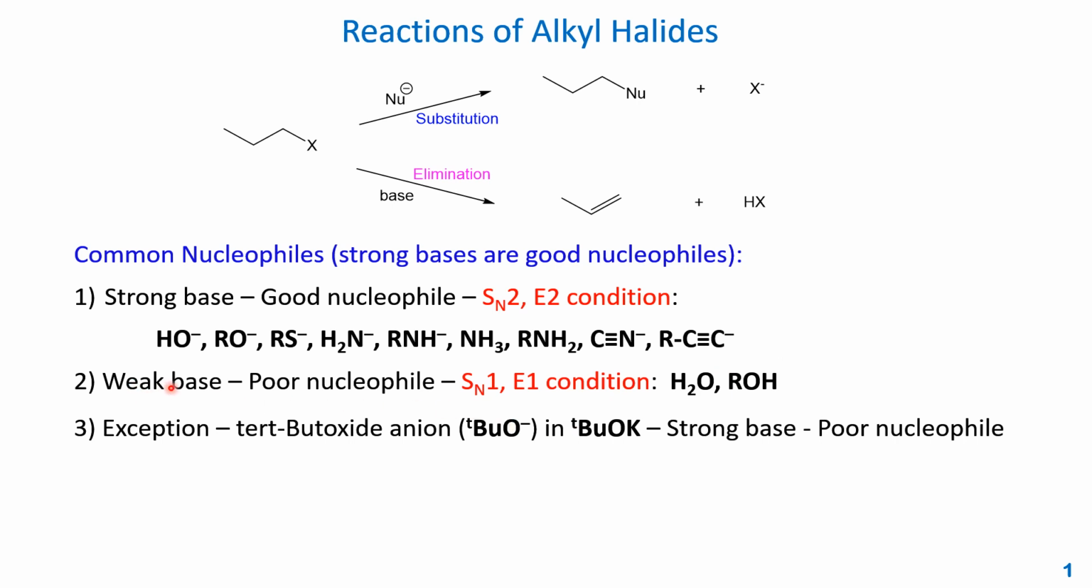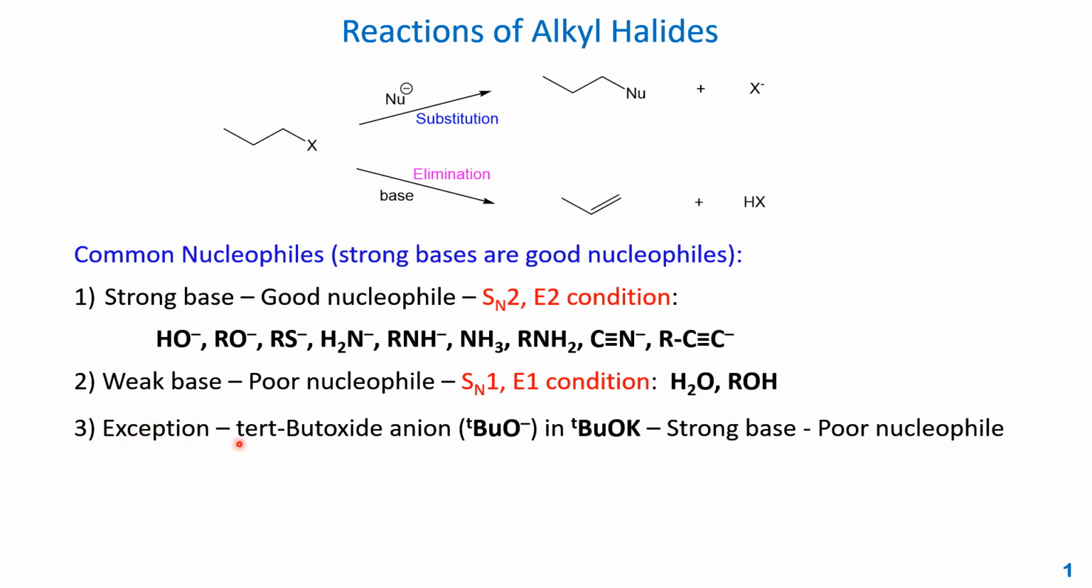Now weak bases are poor nucleophiles, so they are Sn1 and E1 conditions. That means a poor nucleophile is used for Sn1 and a weak base is used for the E1 reaction. Examples are water and alcohol.